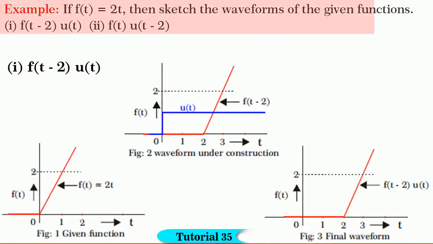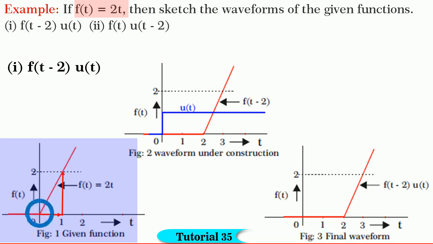Friends, next we shall solve another interesting problem to sketch the waveforms of the two functions. It is given that f of t is equal to 2t. First, let us consider function number 1, f of t minus 2 into u of t. It is given that f of t is equal to 2t. You know that this is a positive ramp of 2 units which occurs at t equal to 0, as shown in figure 1.